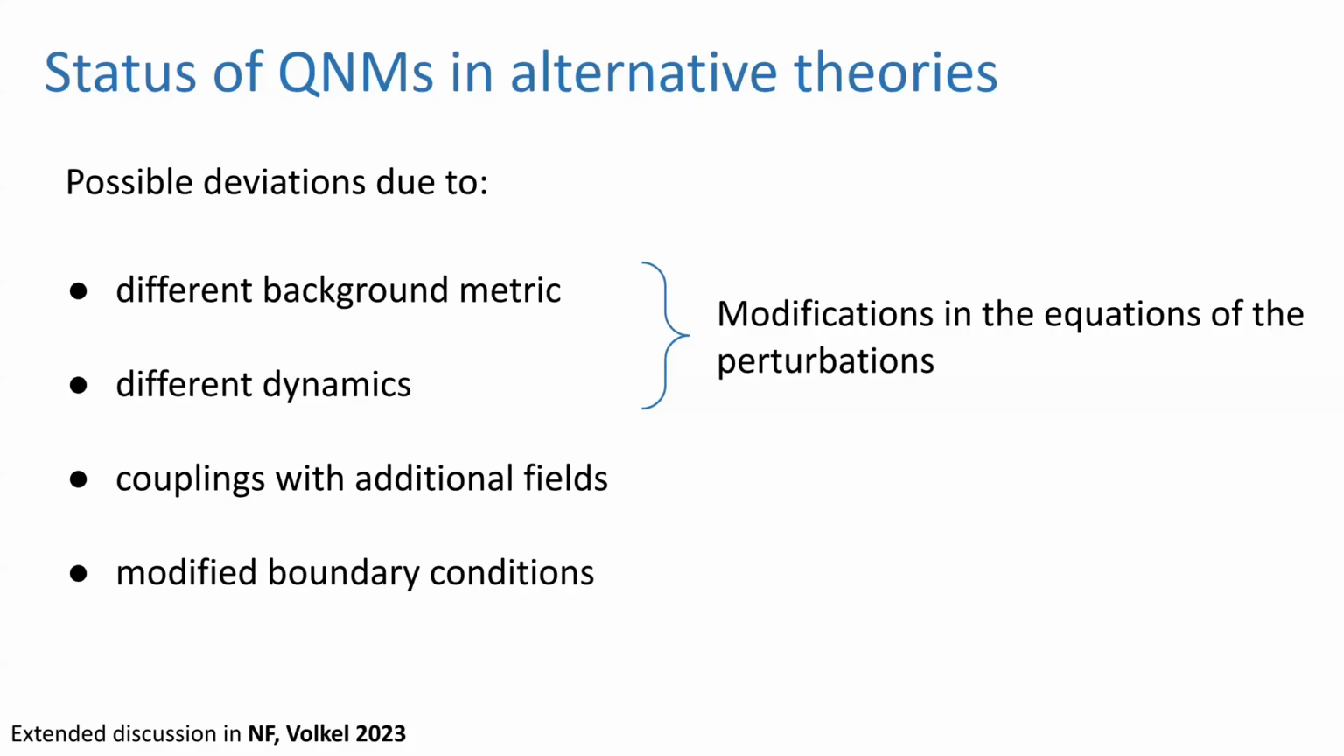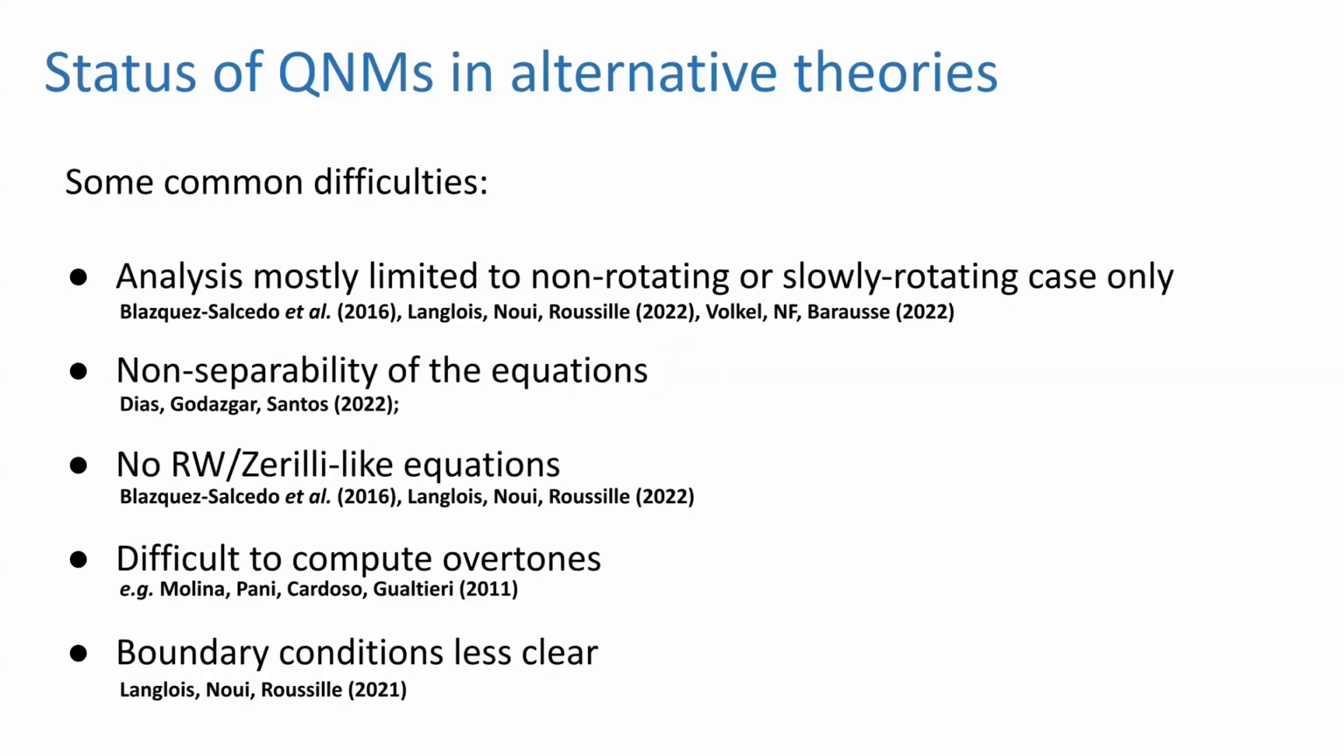Okay. And also bear in mind that there might be cases in which the boundary conditions are modified. For example, if there is some hard surface, like black hole mimickers, stuff like that, the whole picture I described before is, of course, changed. And the difficulties: so far the number of quasi-normal modes in alternative theories that have been computed is very limited compared to the ones in general relativity.